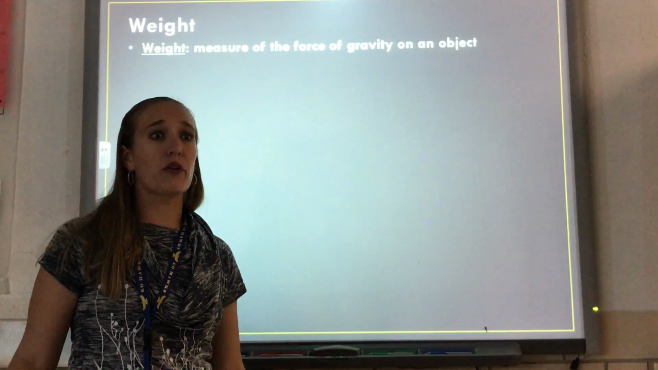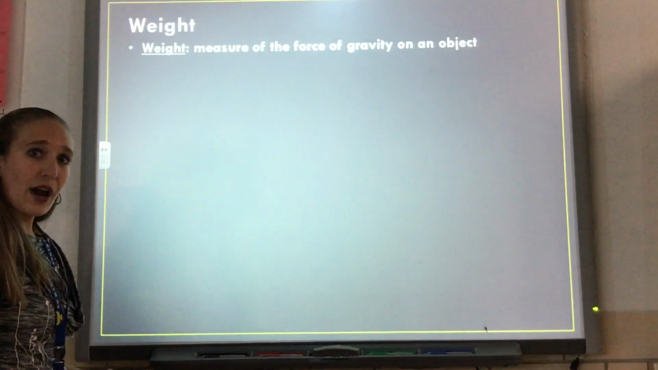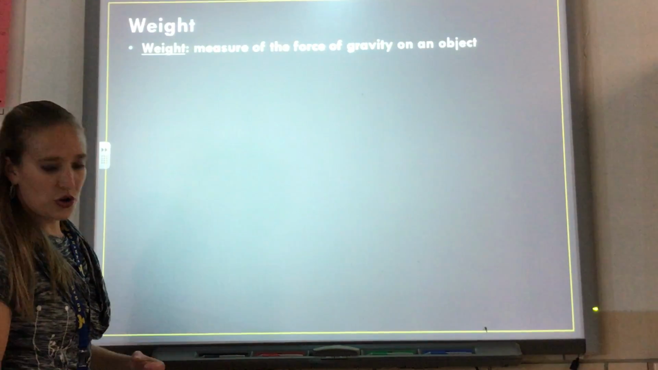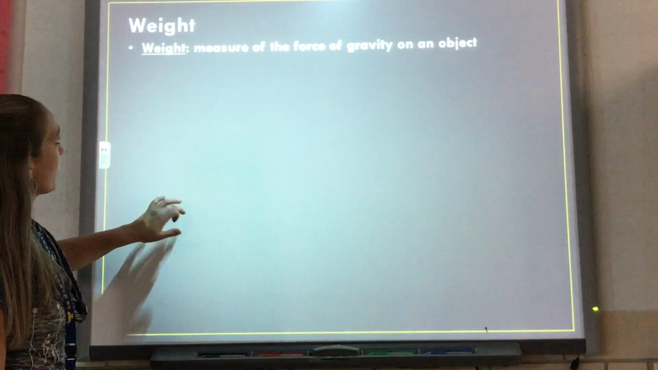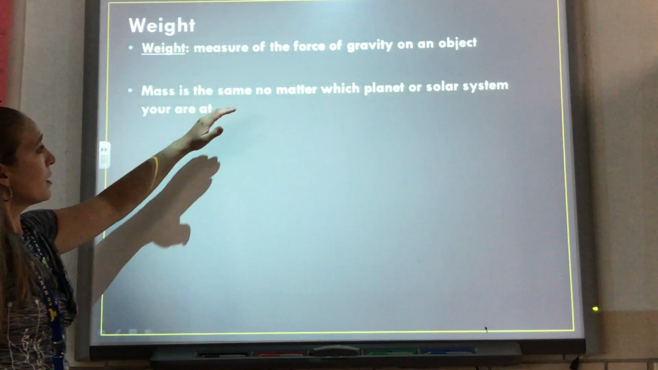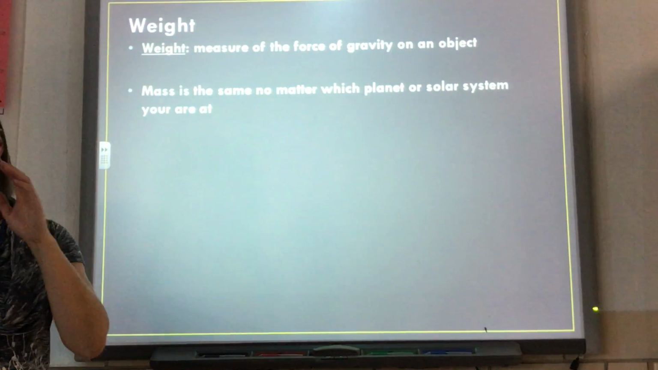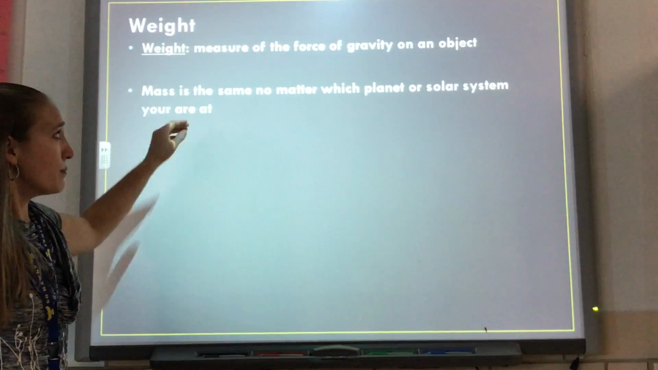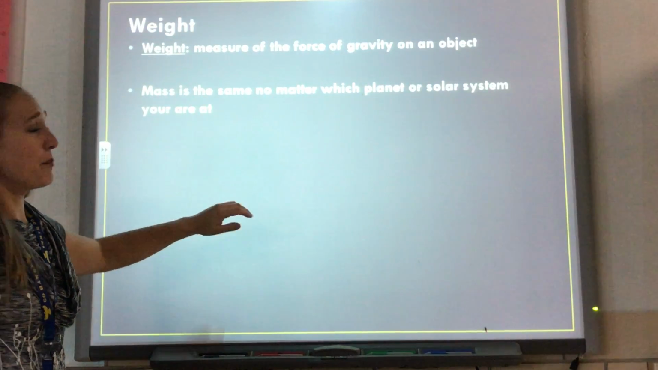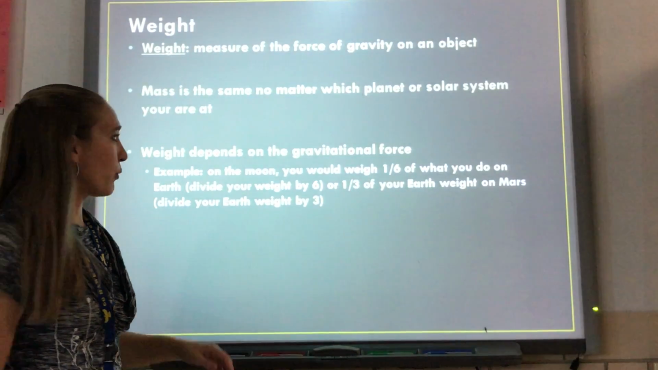Is it because you got smaller? No, it's just there's not as much gravity. That force of gravity is less, so you're not being pulled onto the scale as hard, so the numbers aren't going to get as big on the scale. Your mass stays the same no matter which planet or solar system or galaxy you're in. It's the weight that depends on that gravitational force.